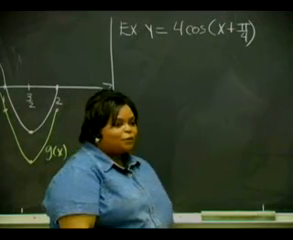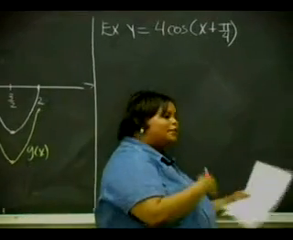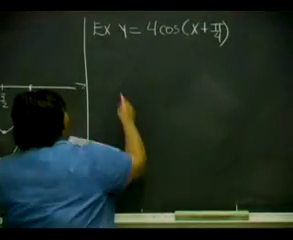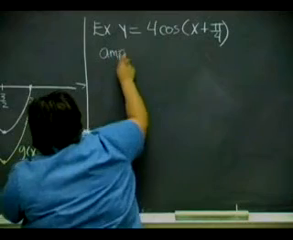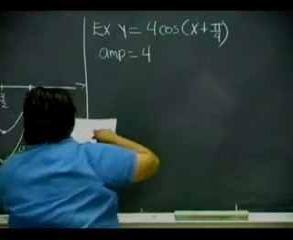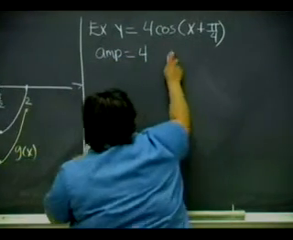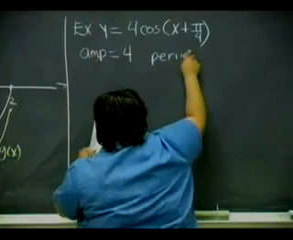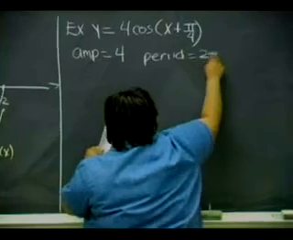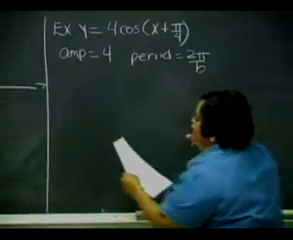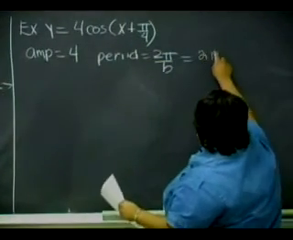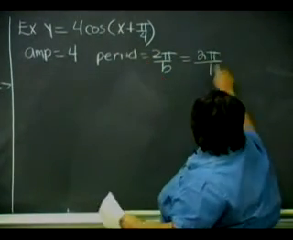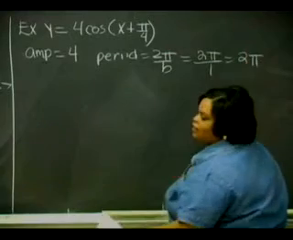This is the first one we had, this bx minus c. Well, here it's plus c, but that's okay. What's our amplitude? 4. What is the period? So how do we use the period again? 2 pi divided by b. And what is b? The coefficient of this x, which is 1. So our period is 2 pi.